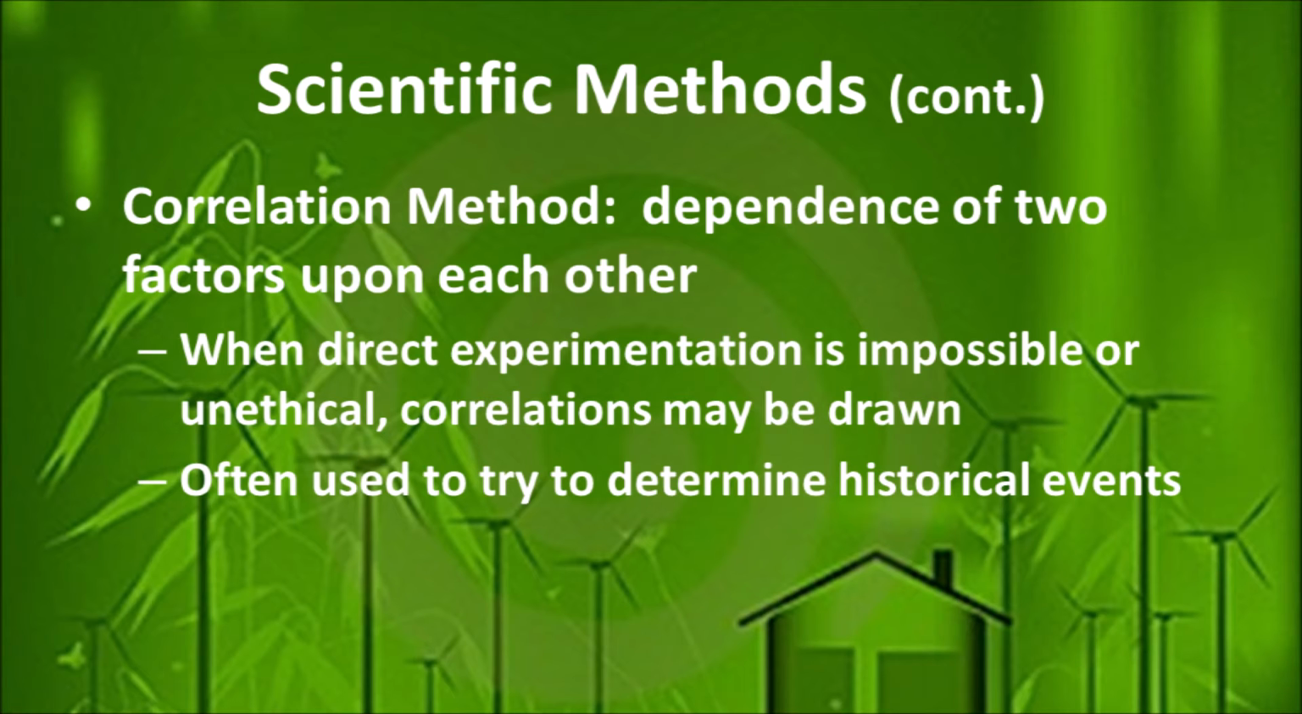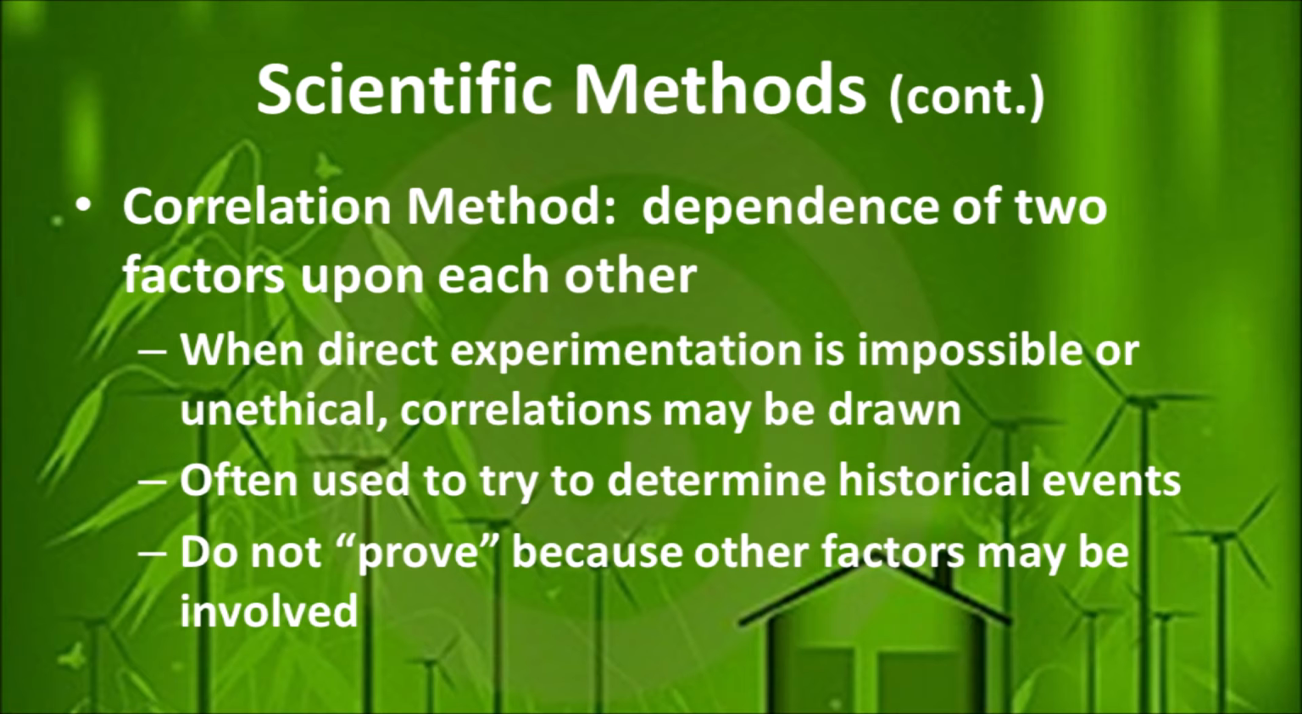The downside to the correlation method is that it doesn't really prove anything. There may be a lot of other factors that come into play that may also affect our results. Correlation does not necessarily prove causation, but as we increase the experiments, the more and more data that we come up with, the more likely that correlation is going to be true.